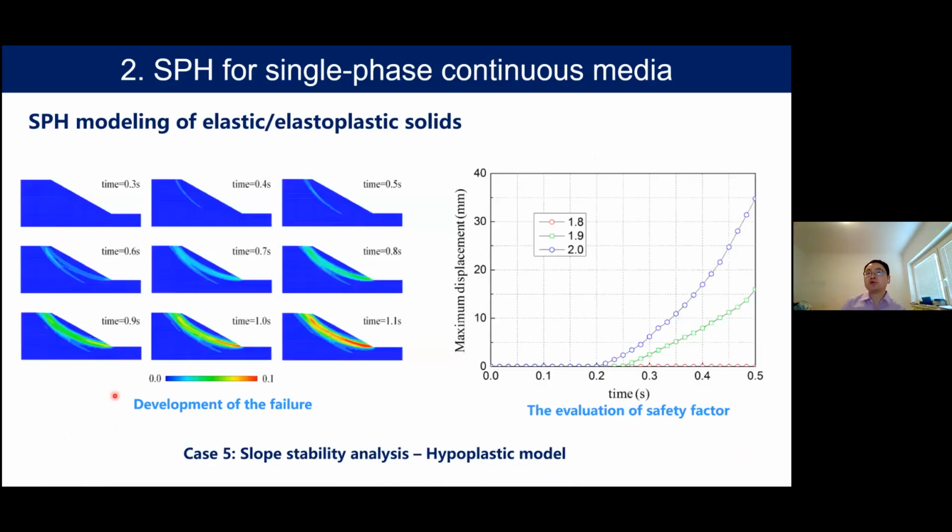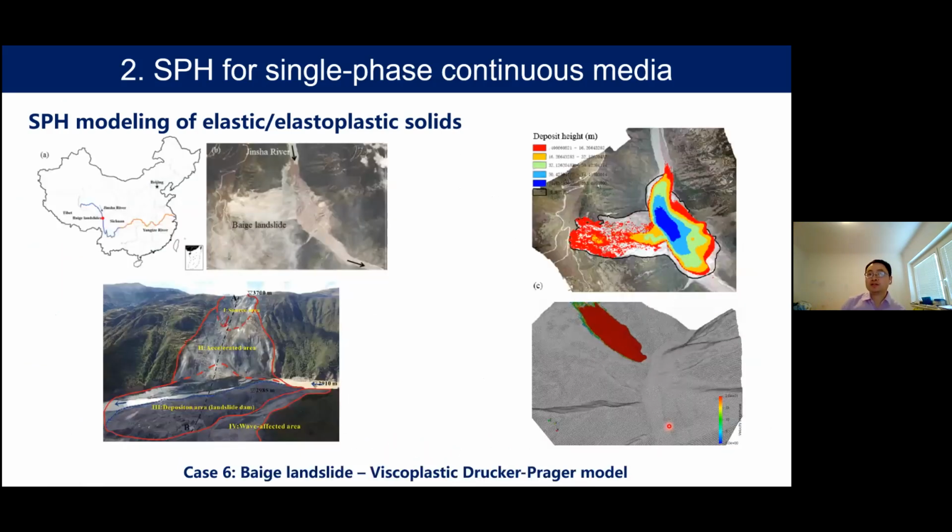And another application in single phase continuous media is the slope stability analysis, where we can use a hyperplastic model and capture the development of the failure process and get the correct safety factor. We can also use SPH single phase material to model large deformation, large scale problems.